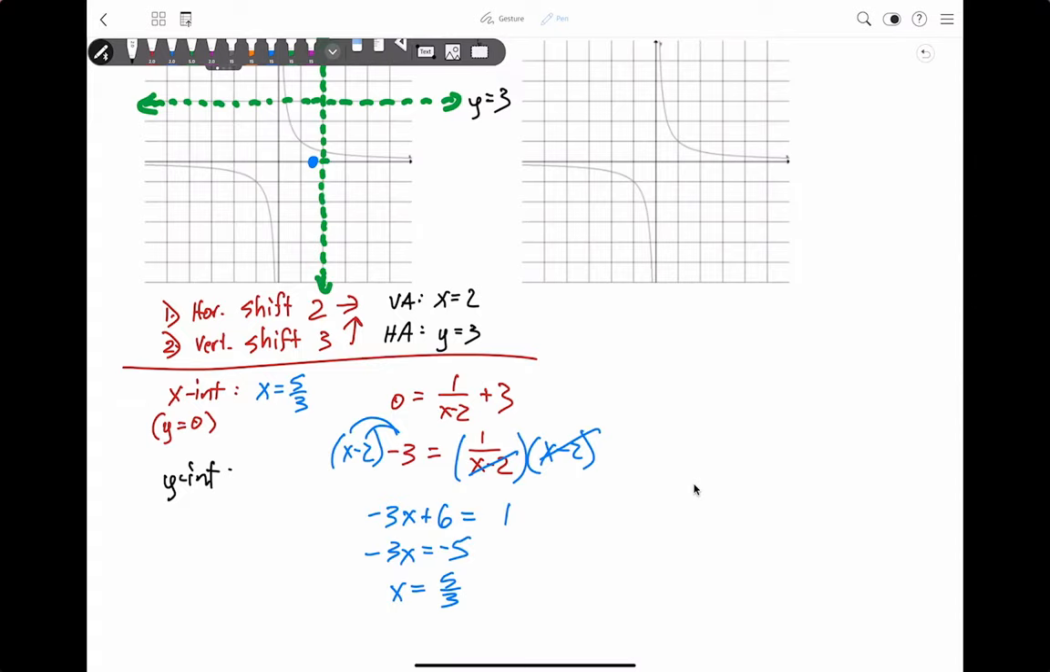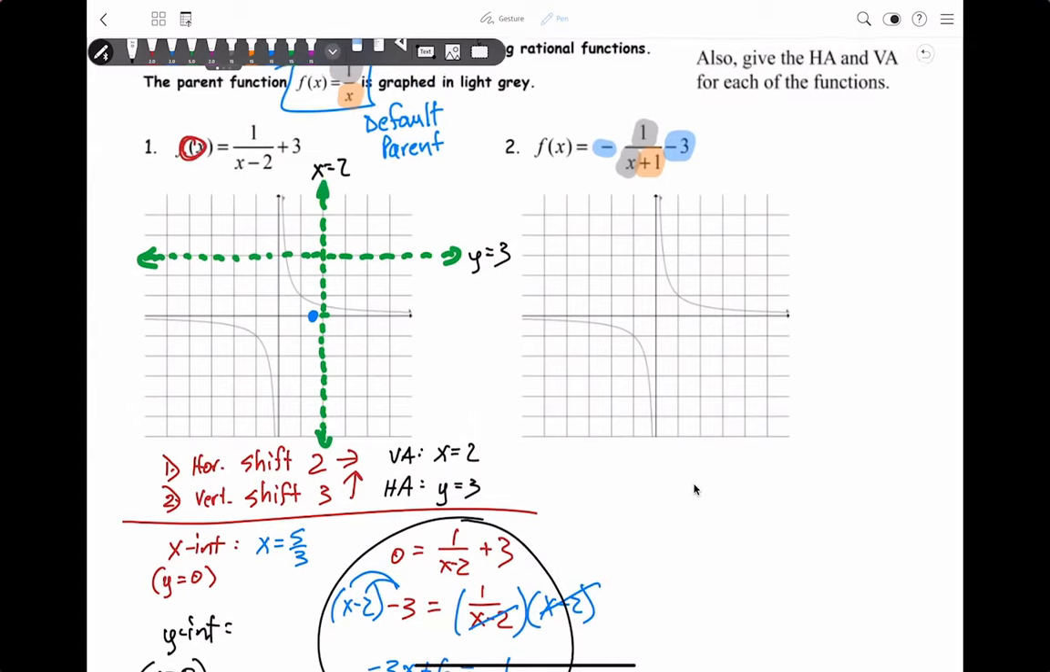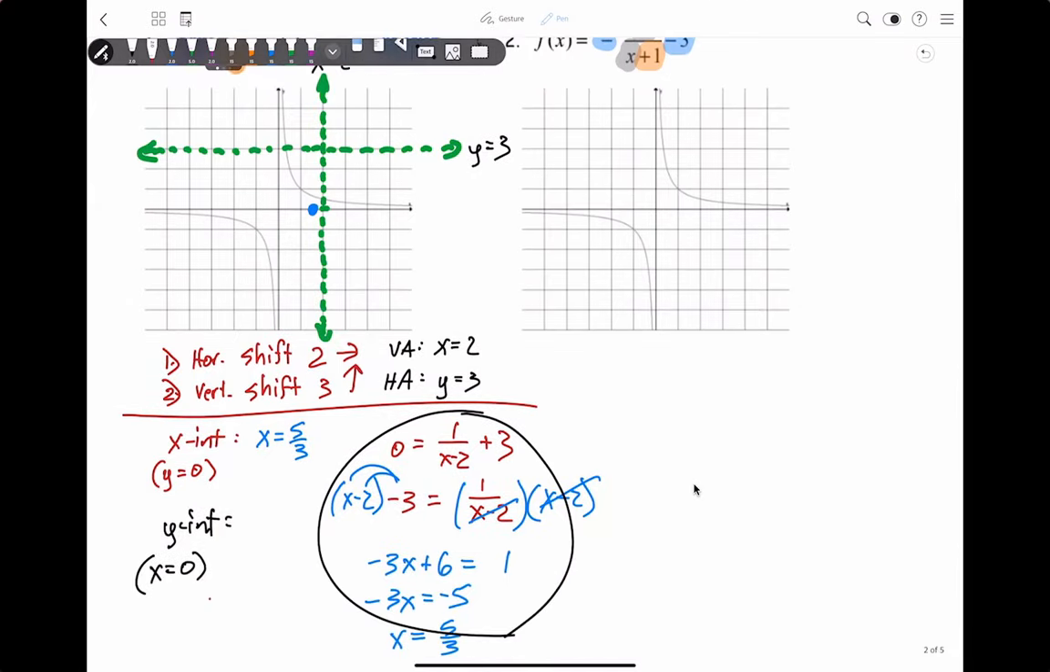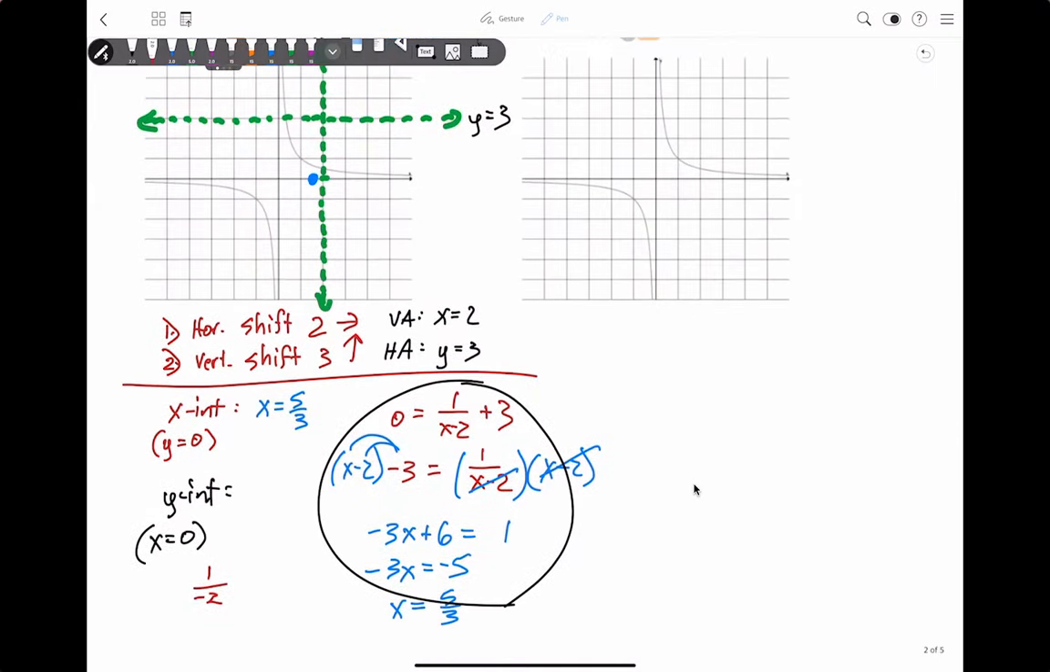The y-intercept is a lot easier than all of this work, because all you're really doing is plugging in x equals 0 into your original equation. So if I put 0 right here, I just want to know what it will give me as an answer, okay? So I get 1 over negative 2, because I plugged in 0, and then we're just going to add 3, okay?